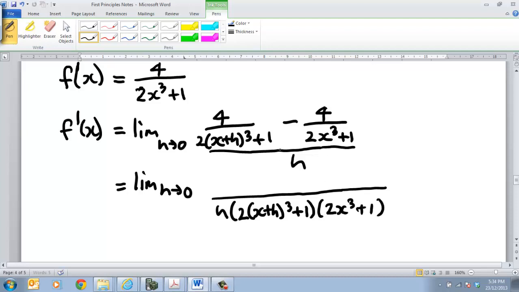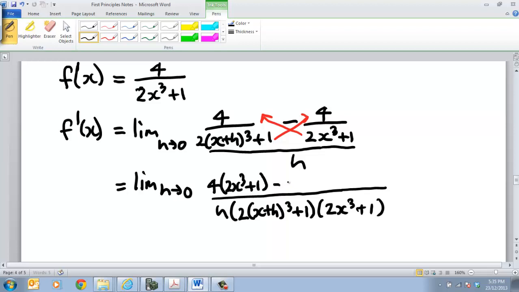Now, top line, again, we cross multiply. So that's going to get timesed up there, and that will get timesed up there. So then that will leave us with 4 lots of 2x cubed plus 1, take 4 lots of 2x plus h cubed plus 1. Okay, now this is going to be the tricky one where you might use your Pascal's triangle.